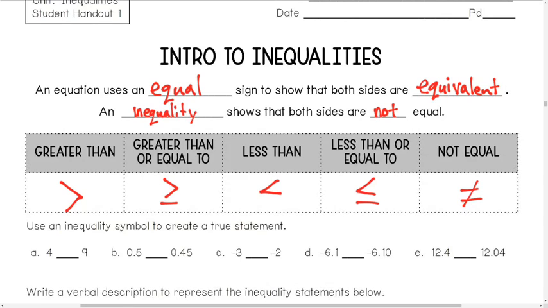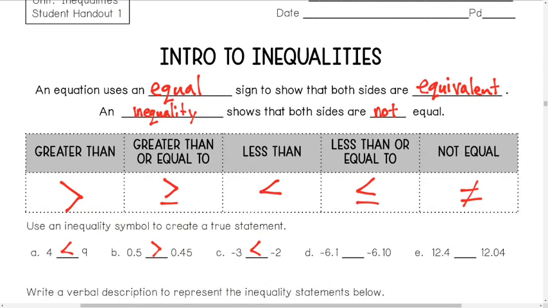Now in this problem, we want to compare these two numbers and use a statement that is true. So it says there specifically, 4 is what compared to 9? Well, 4 is less than 9. And then we have here 0.5 or 5/10 compared to 45 hundredths or 0.45. That would be greater than. And then -3 is compared to -2. -3 would be less than.